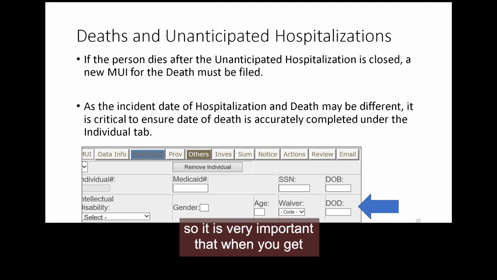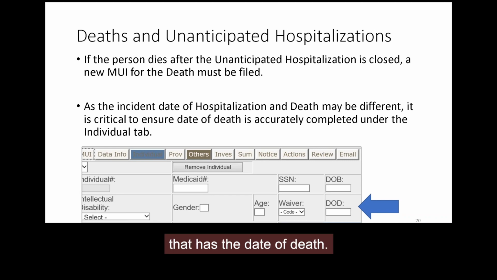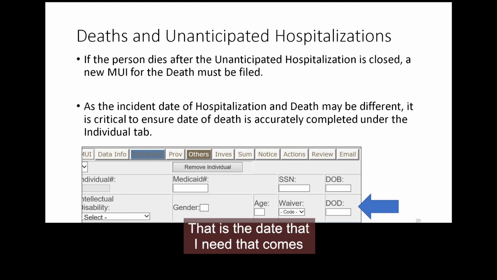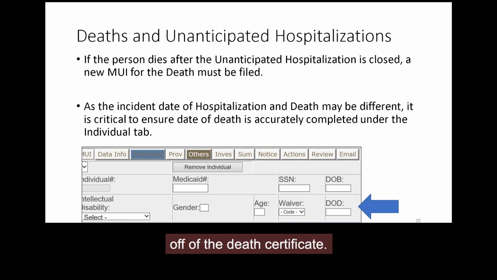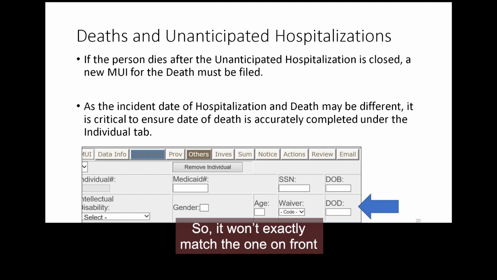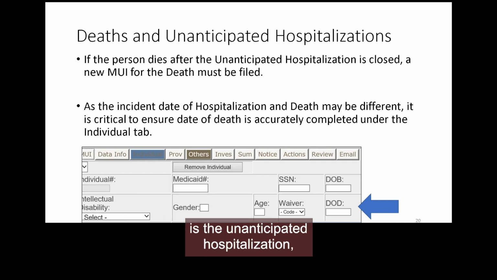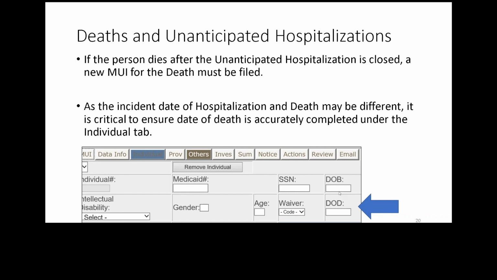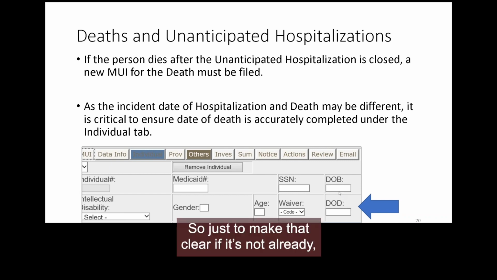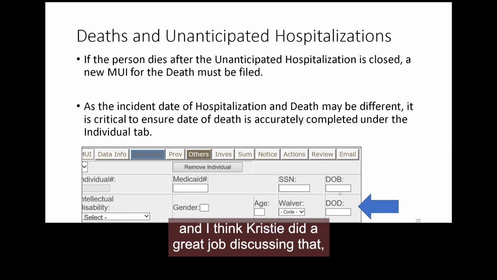So it is very important that when you get to the individual tab, there is a box in there that has the date of death. That is the date that I need that comes off of the death certificate. So it won't exactly match the one on the front because once again, the incident date on the front is the unanticipated hospitalization, but the date of death is something different unless they go into the hospital and die on the same day.